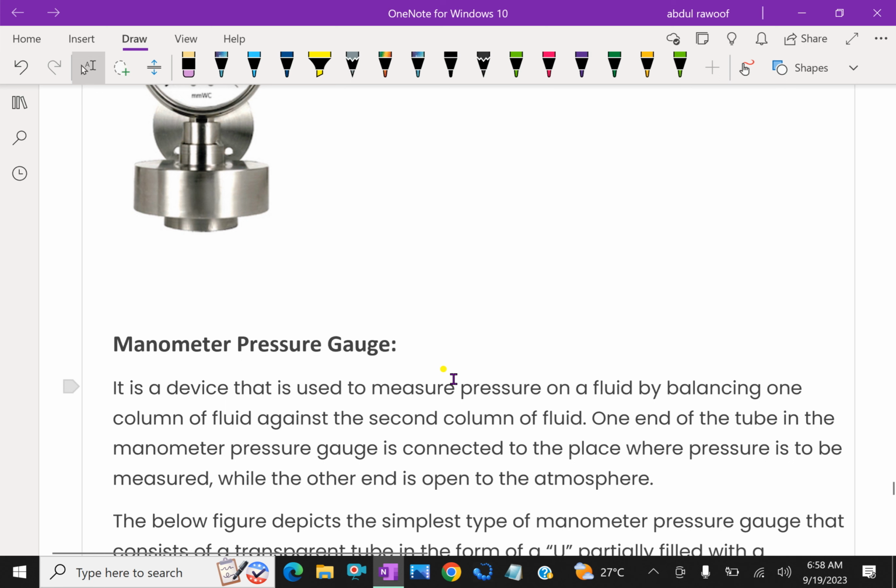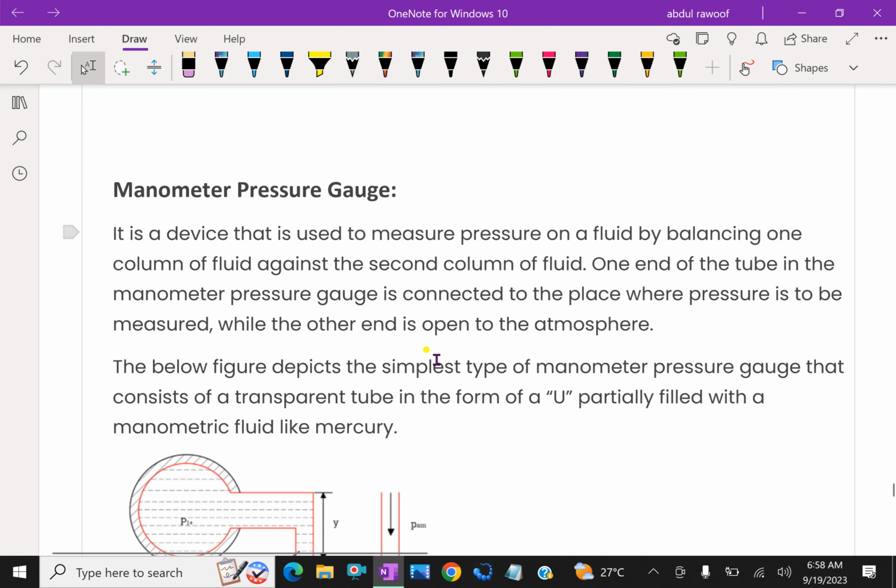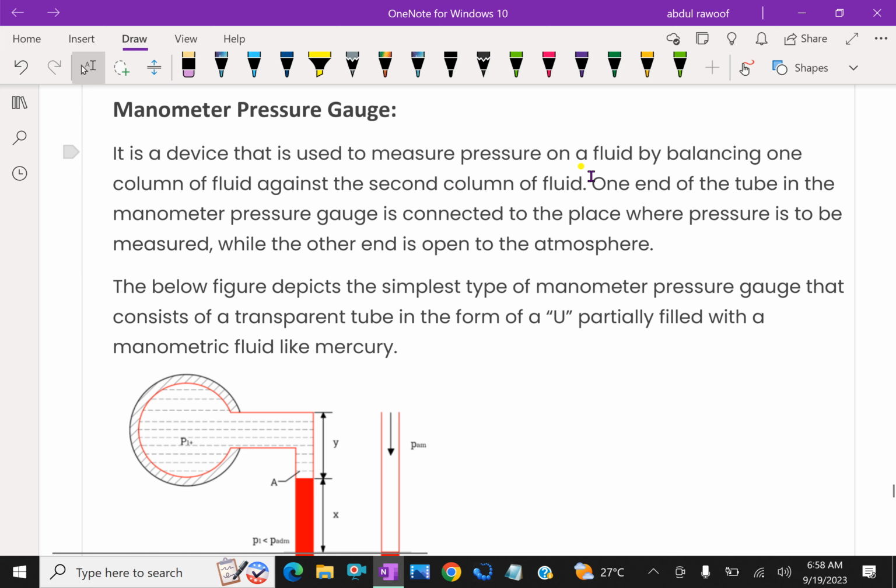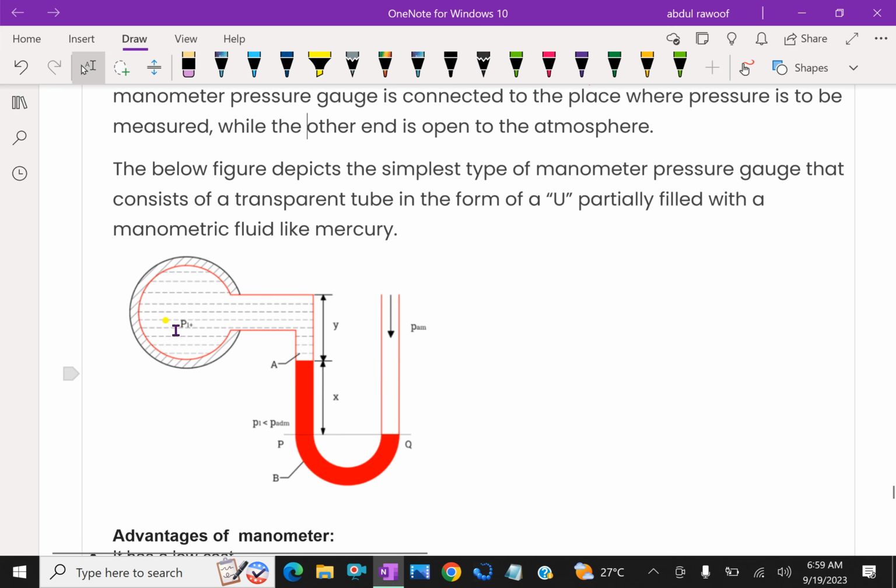Manometer pressure gauge. It's a device that is used to measure pressure on a fluid by balancing one column of fluid against a second column of fluid. Look here, the pipeline cross section is given, with fluid flowing inside the pipeline. Pressure is created here. It shows a negative pressure because atmospheric pressure is more. It presses against it because there is a negative pressure in the pipeline.